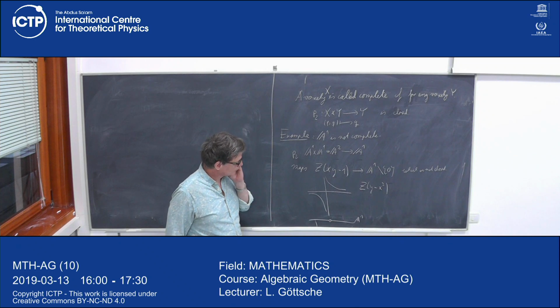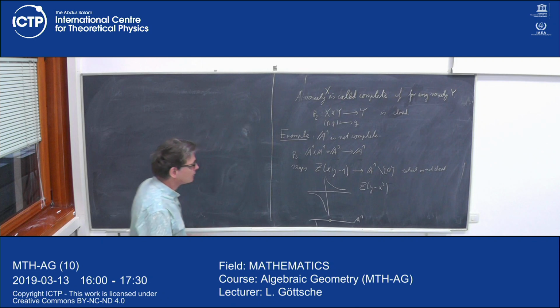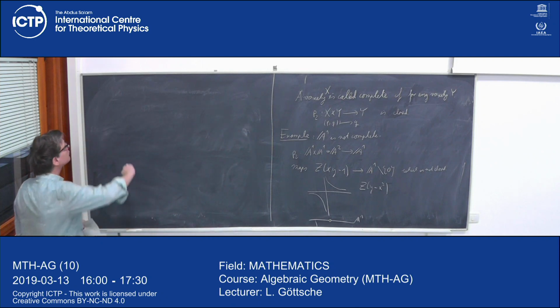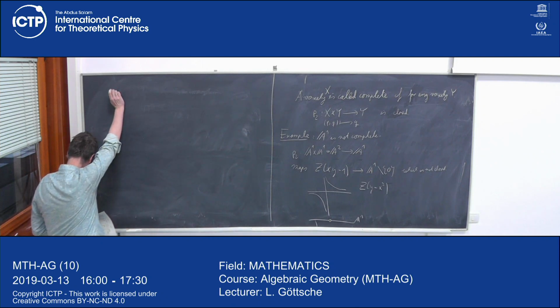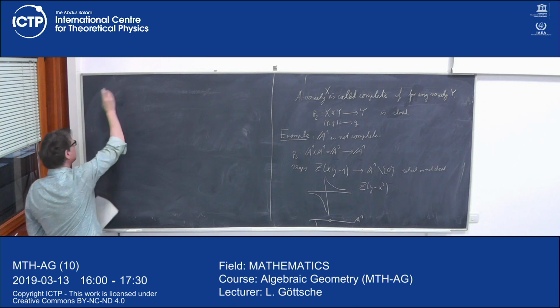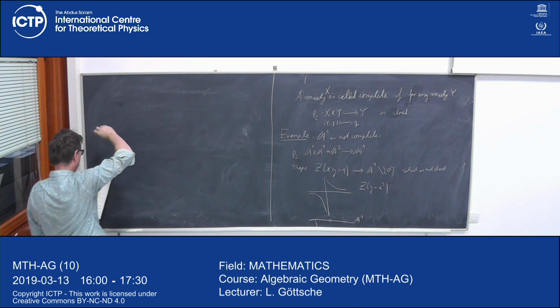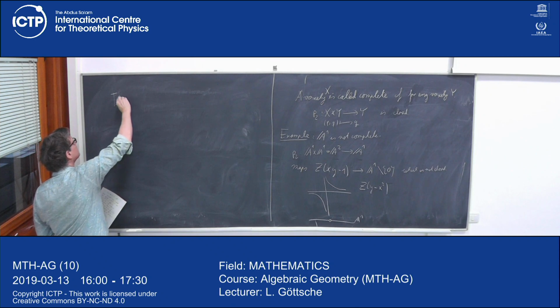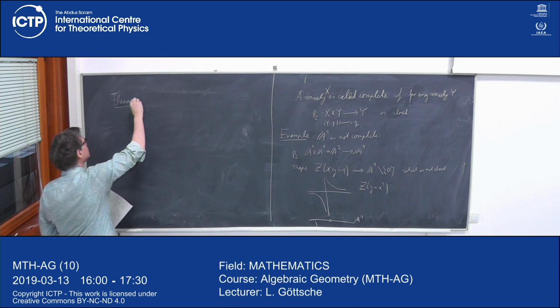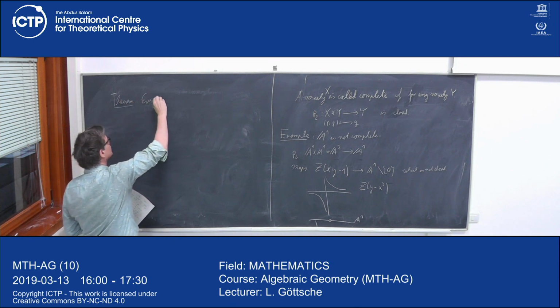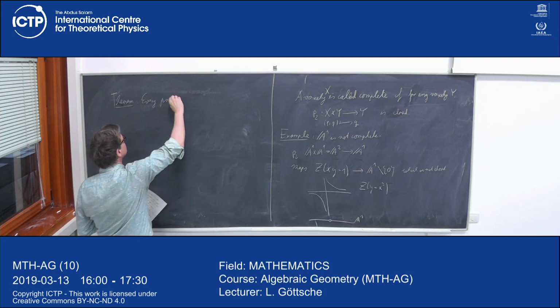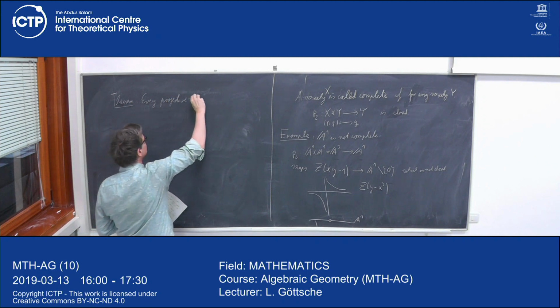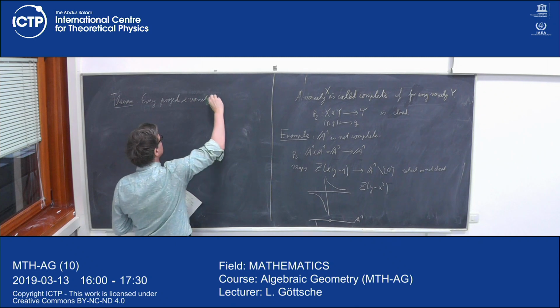So we want to show, not over the complex numbers in general, but that this cannot happen for projective varieties. So the theorem is: every projective variety is complete.